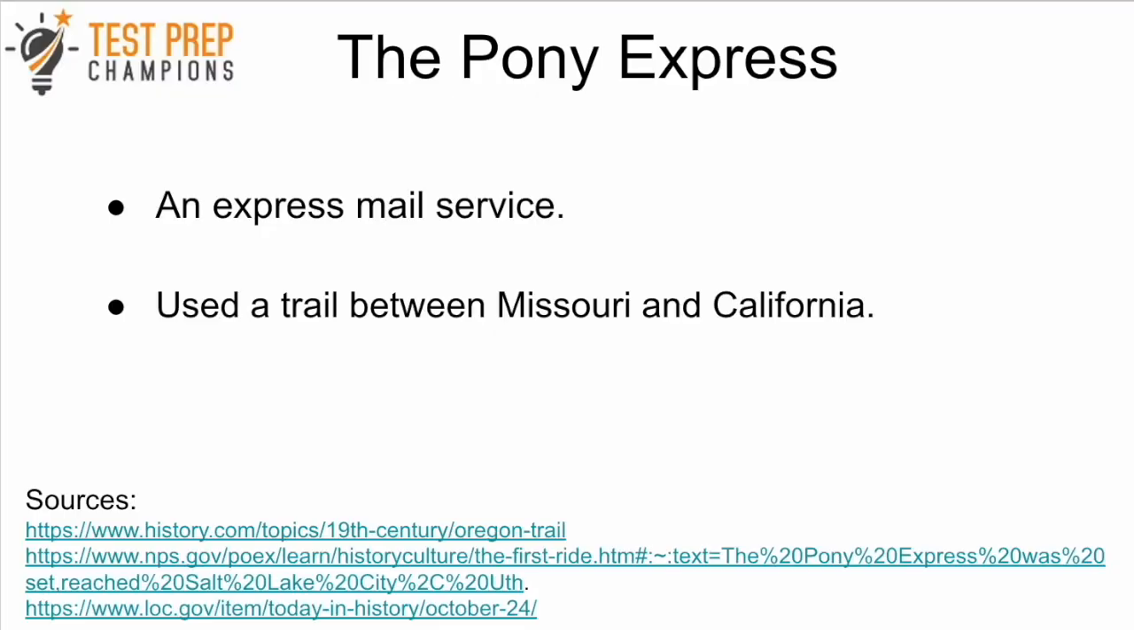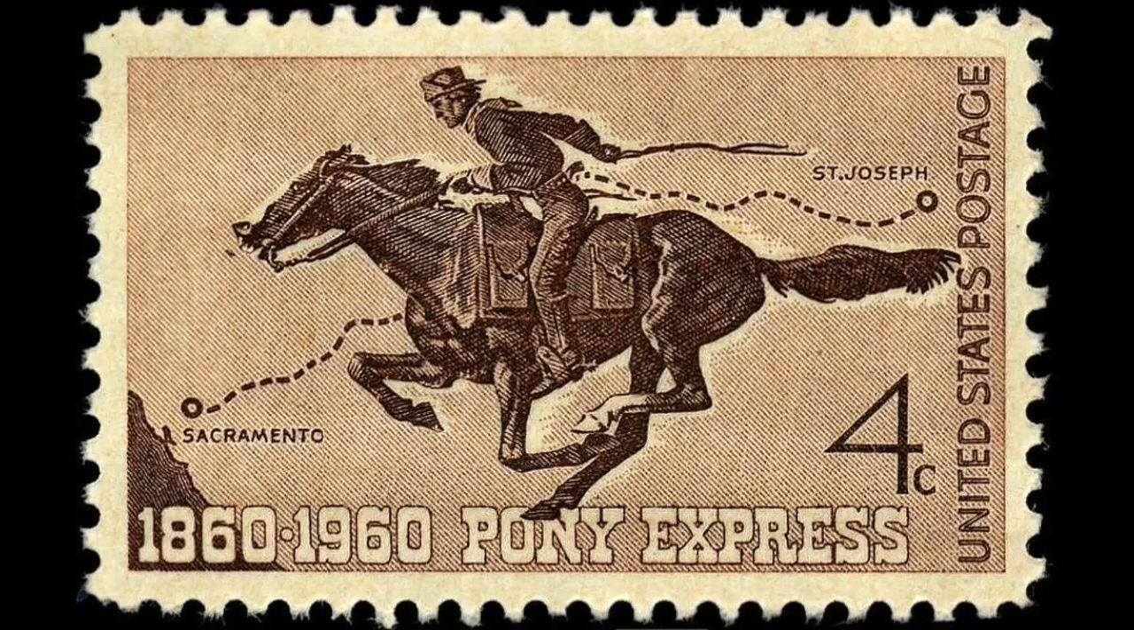Now, back in the 1800s, they didn't have cell phones, but they did have the Pony Express. And the Pony Express was a mail service that used a trail between Missouri and California. It was put together by William Russell, Alexander Majors, and William Waddell in 1860 with the goal of delivering express mail within 10 days or less.